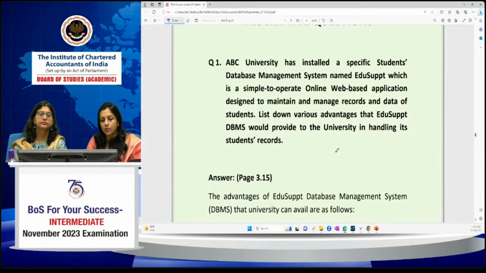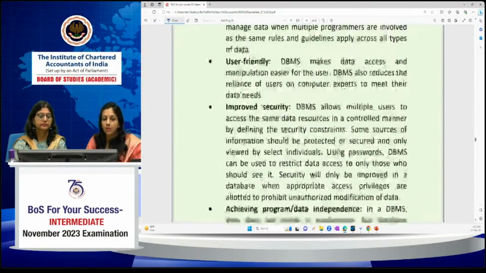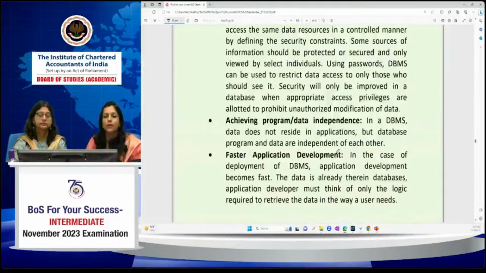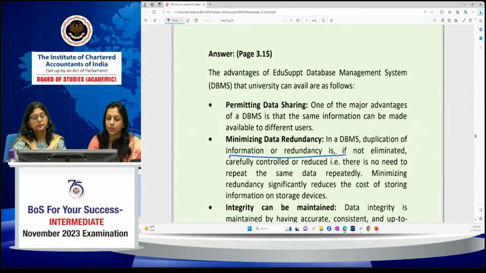The question is from your MTP, and it belongs to chapter number 3. So here you have to explain all the advantages which EduSupport has to give. Because just writing headings like permitting sharing of the database, minimizing redundancy, integrity to be maintained doesn't serve the purpose. Because it's a 6 mark question, at least 1 or 2 points under each subheading you have to give. Like if you talk about minimizing data redundancy, it means there would be no duplication, no redundancy. If there is, it would be eliminated. So this is a keyword. For each and every heading, you have to give the key points.